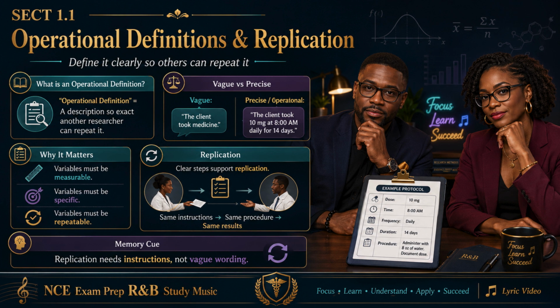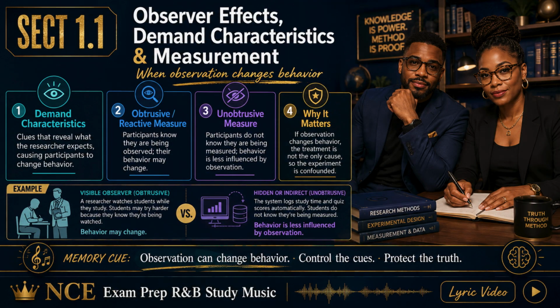What is an operational definition? A description so exact, another researcher can repeat it, not simply the client took medicine. State the dose, the time, the procedure. Clear steps support replication and make the variable measurable. Define it clearly, measure it the same. Replication needs instructions, not a vague research name.